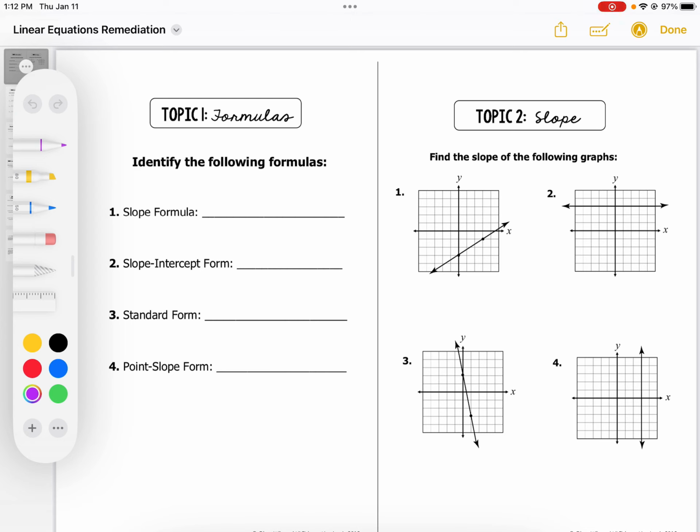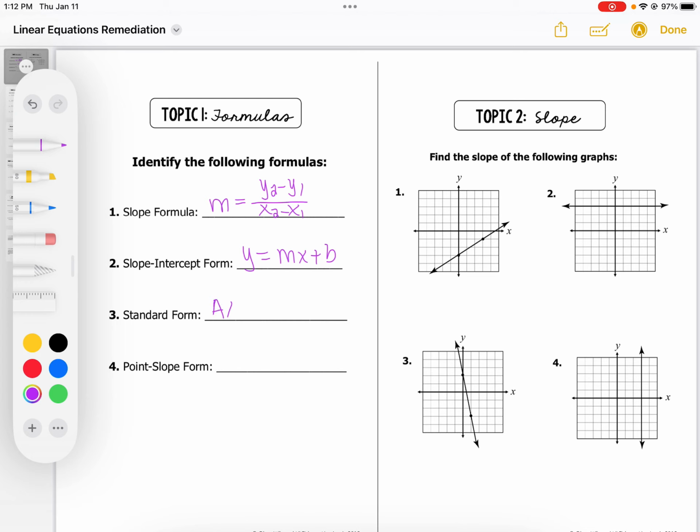The formulas you will need to know how to use are the slope formula. So write this down in your packet as I write it on here. Slope m equals y2 minus y1 over x2 minus x1. Slope-intercept form is y equals mx plus b. That gives you the slope and y-intercept.